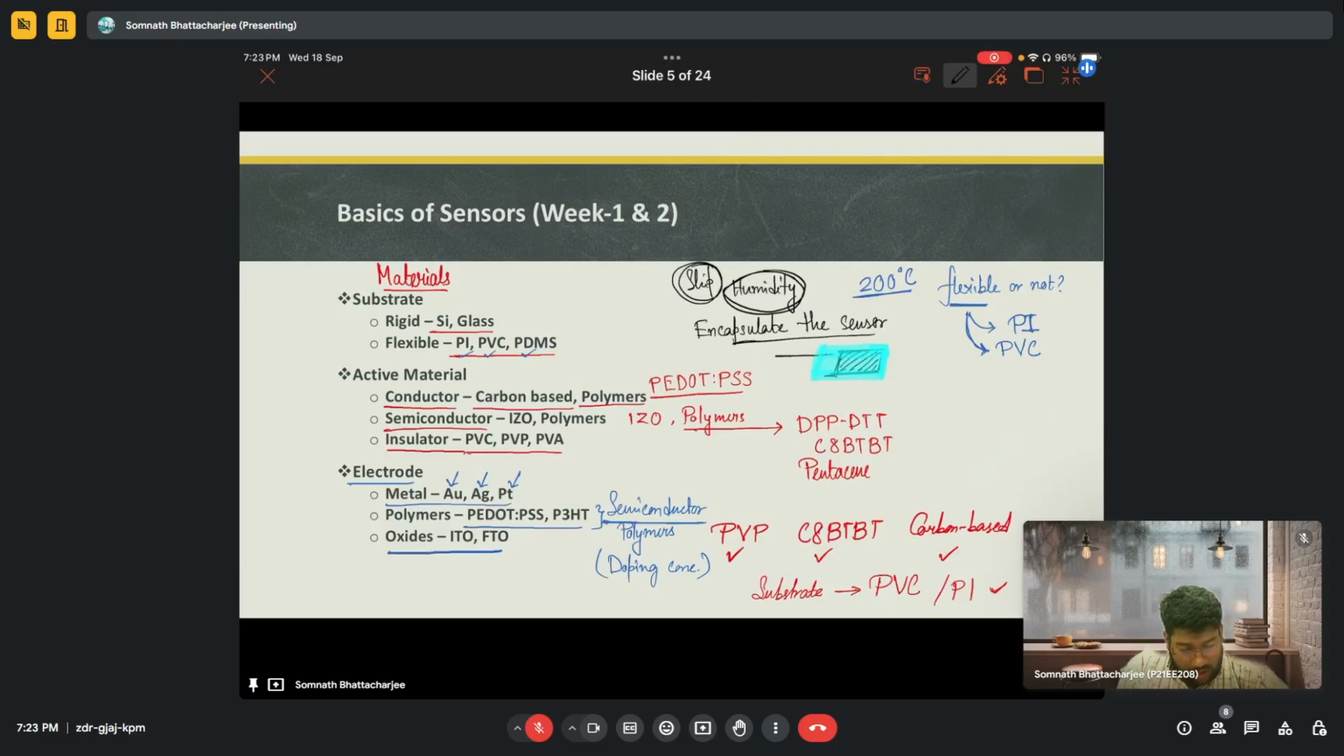You can just directly keep the contact pads out if you're going to take the data from this sensor. You can directly take the data from the contact pads while the sensor is already encapsulated inside a pouch which is humidity proof.